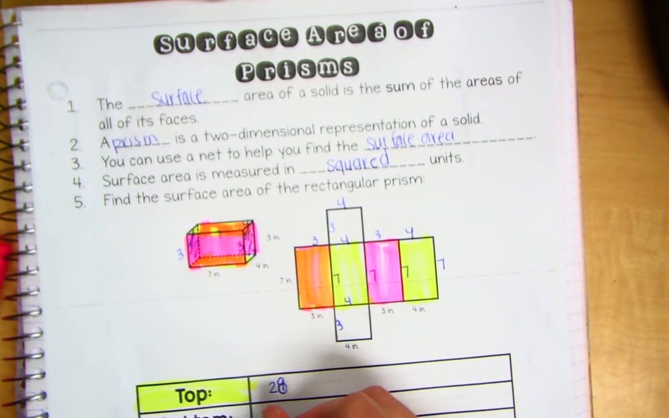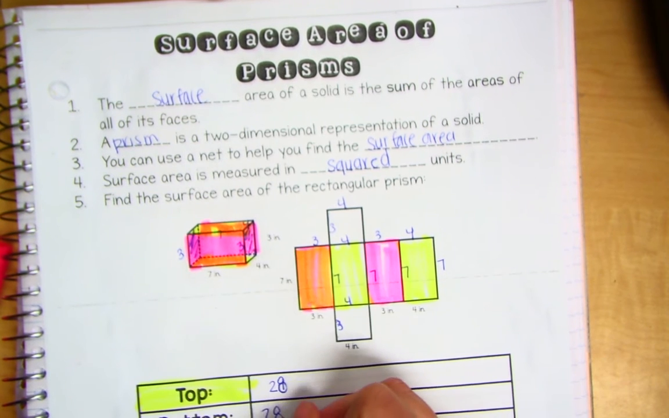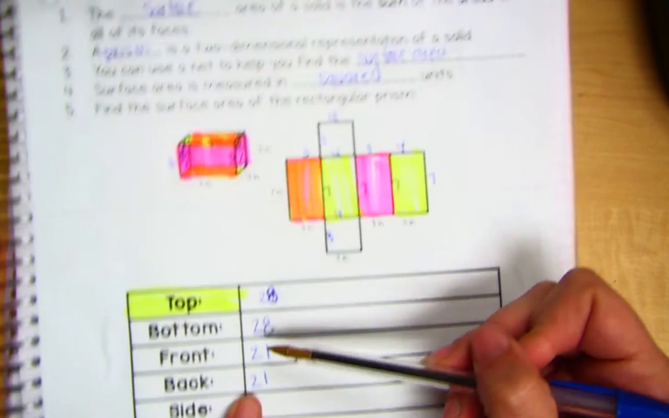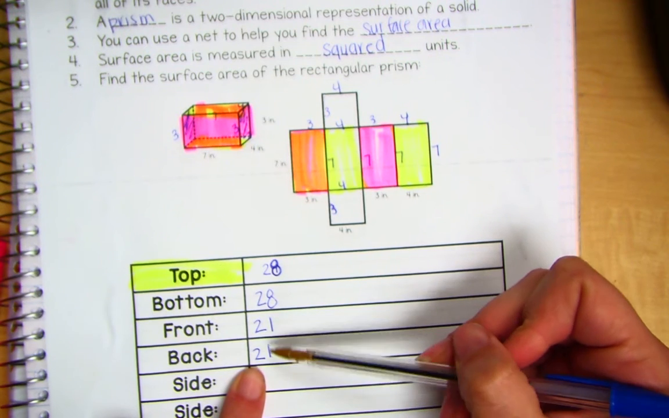When I do my back, 7 times 3 is 21. If you need a multiplication chart, please grab one. So I have 28, 28, 21, 21.